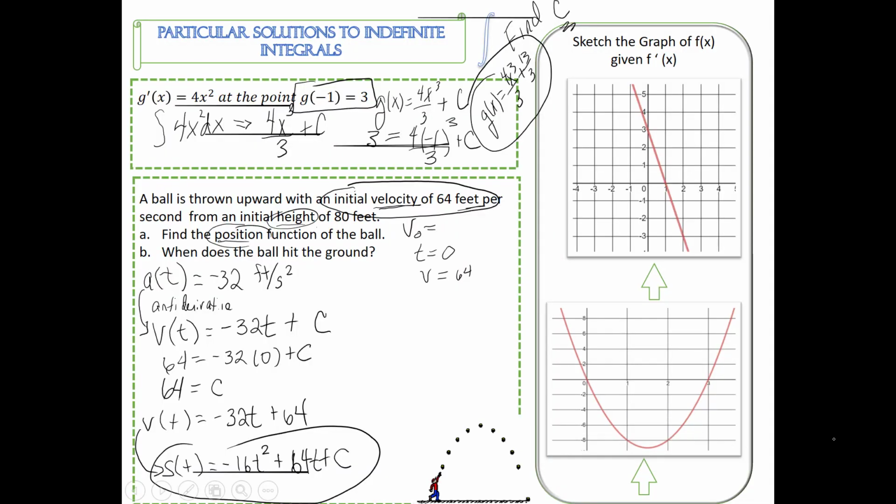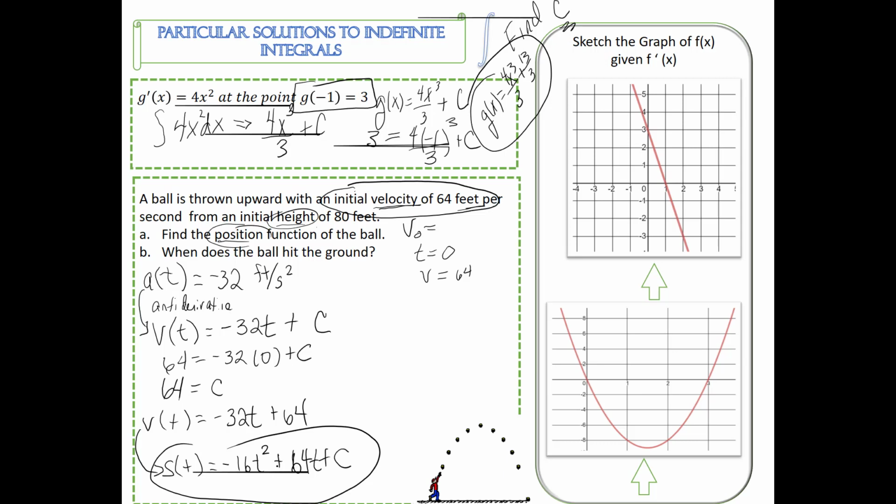Okay, so now that we have our position function, which is right here, negative 16t squared plus 64t plus c. Negative 16t squared is half the acceleration times time squared, or 1/2 at squared, plus this is v naught, plus c. I still have to find c, which I haven't done yet. So I'm going to move that up here.